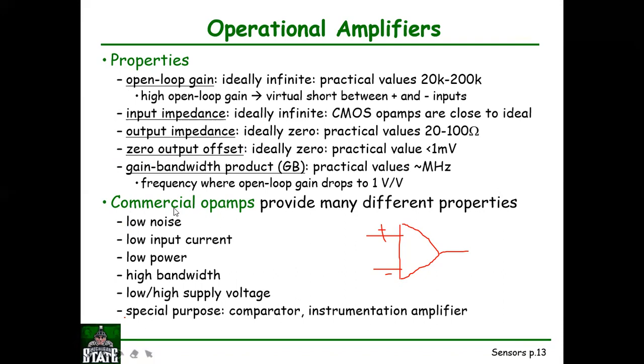Okay, commercial op-amps provide many different properties. Generally these are the properties of your op-amp. First one is low noise, and then low input current, low power, high bandwidth, supply voltage. It depends on the condition. Special purpose is comparator and instrumentation amplifier.